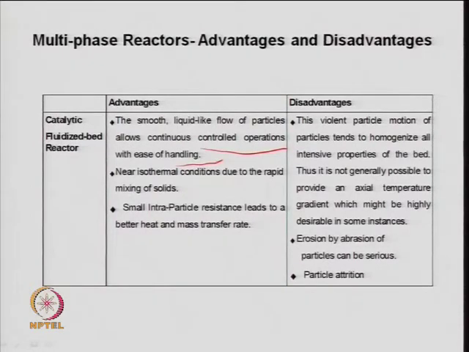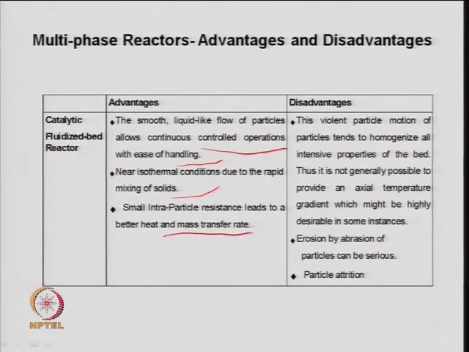Near isothermal conditions can be obtained due to rapid mixing of solids. So, this is another advantage, that isothermal conditions can be maintained. Intraparticle resistance is low, because the particles are smaller here, of the order of 100 micron, 200 micron. So, the intraparticle resistances are lower, and that is again an advantage in terms of heat and mass transfer rate, because the surface area per unit volume of the catalyst is very high, as the particles are smaller. So, heat transfer and mass transfer problems are solved to some extent, but again there are some disadvantages.